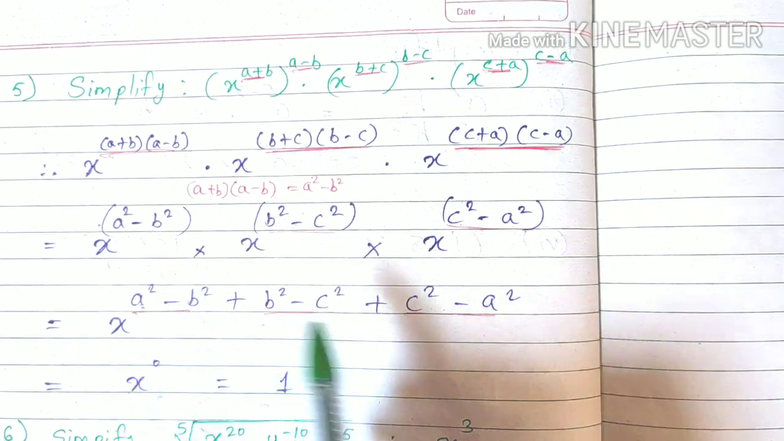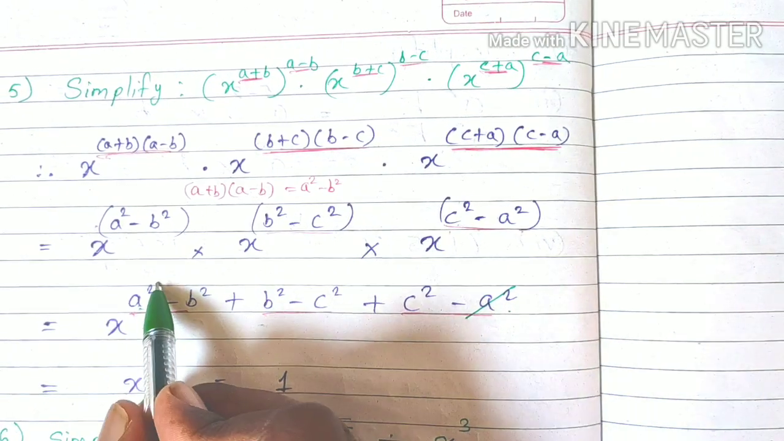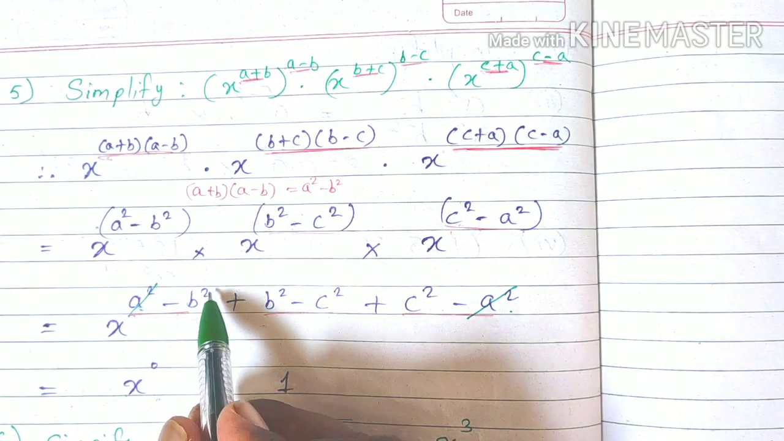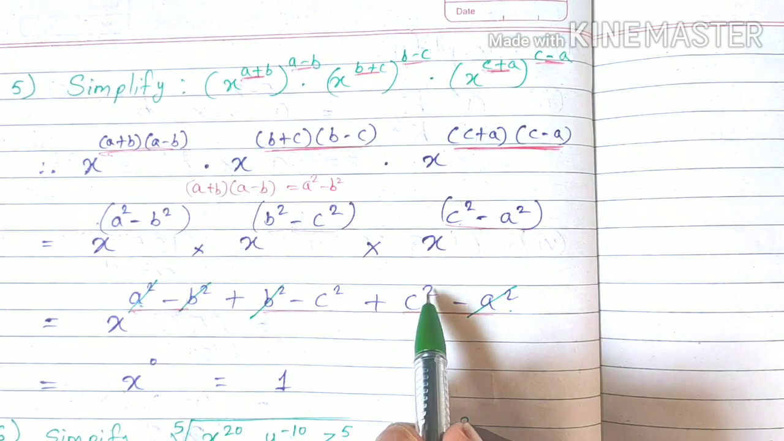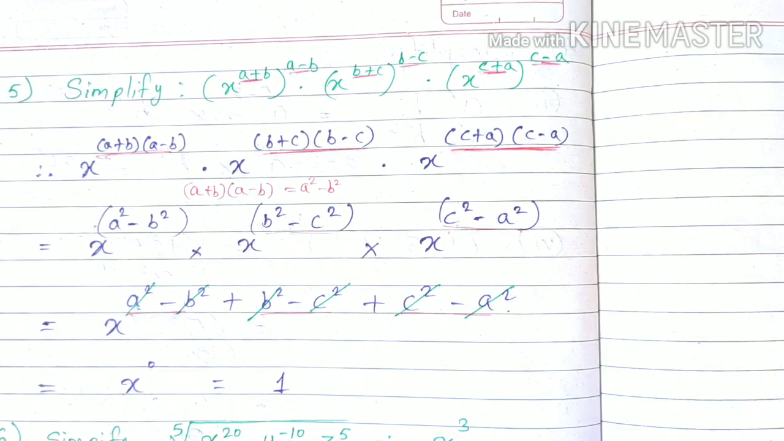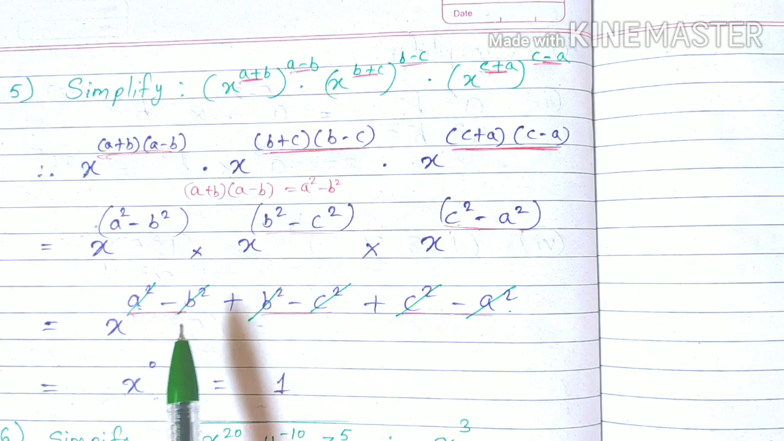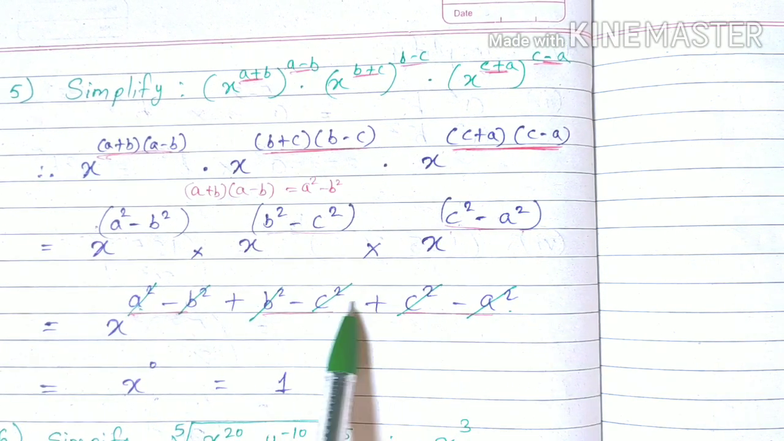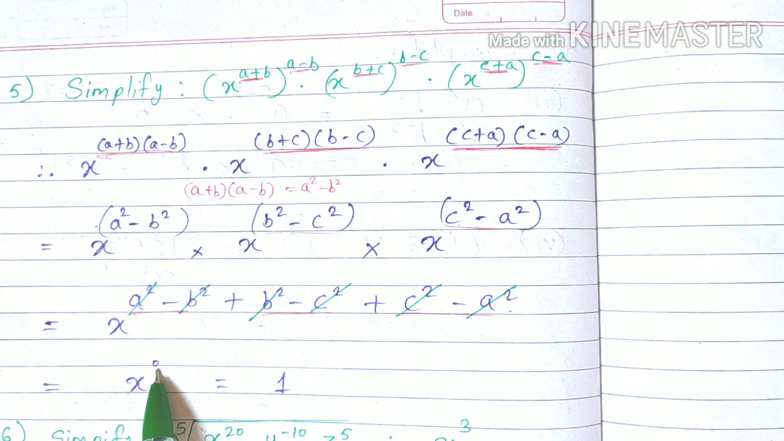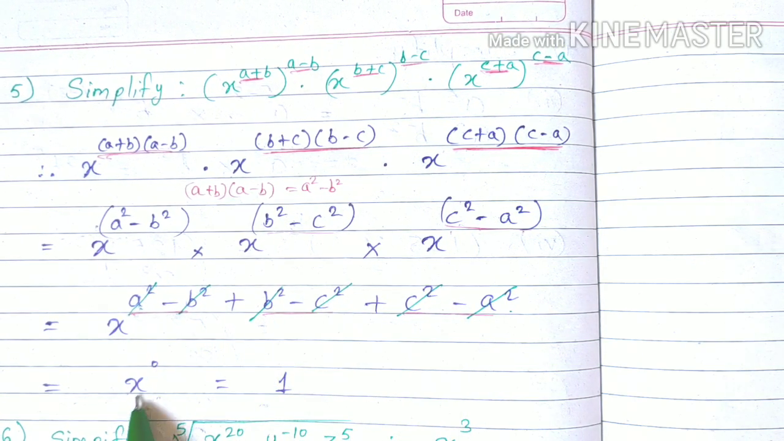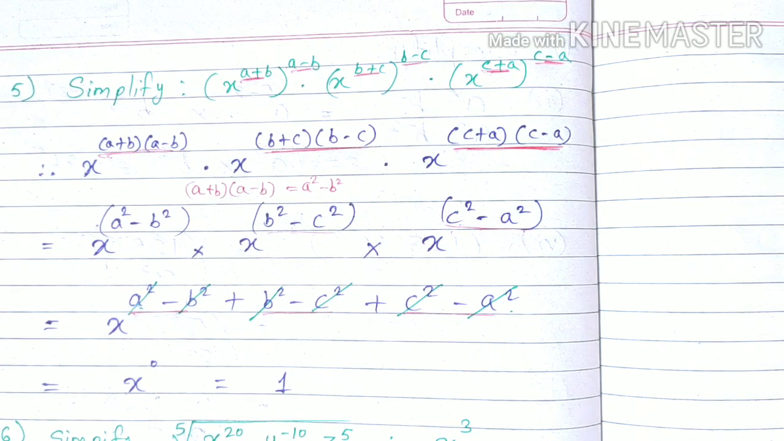Plus a square and minus a square becomes 0. Minus b square and plus b square will become 0, and plus c square minus c square will also become 0. So each of the powers get cancelled, the power is nothing, that means 0 is there. So x raised to 0 becomes 1. Okay.